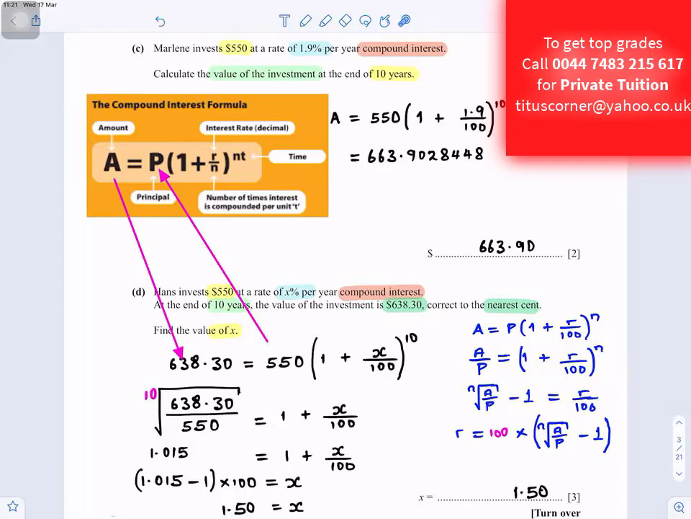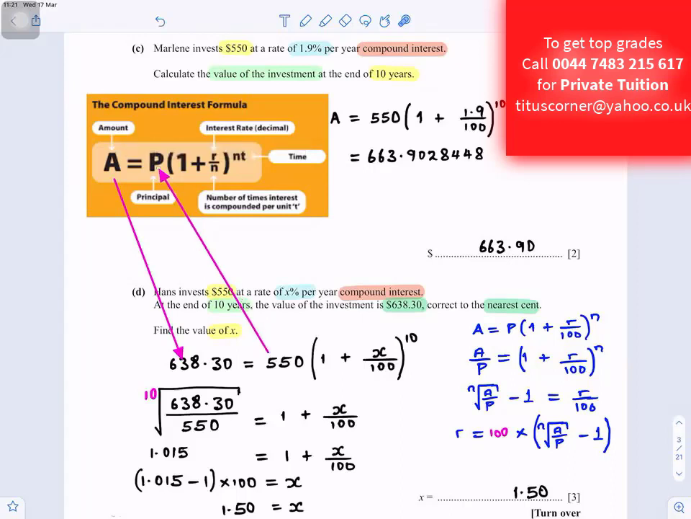Part D. Hans invests $550 at a rate of X% per year, compound interest. At the end of 10 years, the value of the investment is $638.30, correct to the nearest cent. Find the value of X.